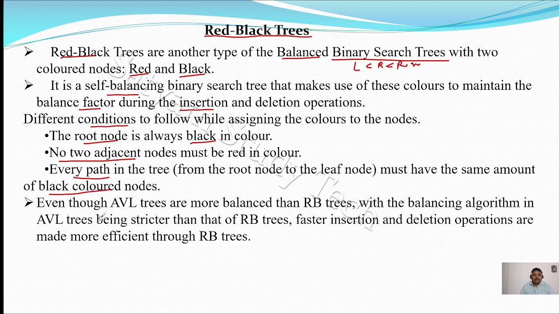Even though AVL trees are more balanced than RB trees, what is meant by more balanced? The balancing algorithm in an AVL tree is stricter than that of an RB tree, so insertion and deletion operations are faster and more efficient with an RB tree. Now we can discuss this. The red black tree is also called an RB tree. So what are the three properties?